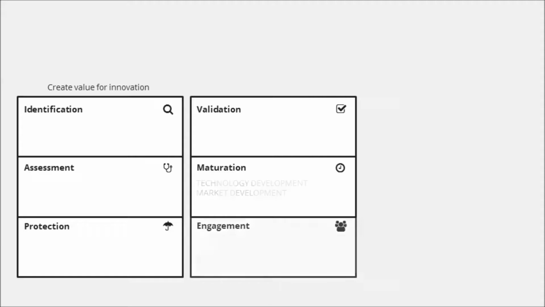Engagement phase, to identify, find and engage commercialization partners to transfer the technology to the market, through information sources, communication channels, promotional materials, and engaging processes.